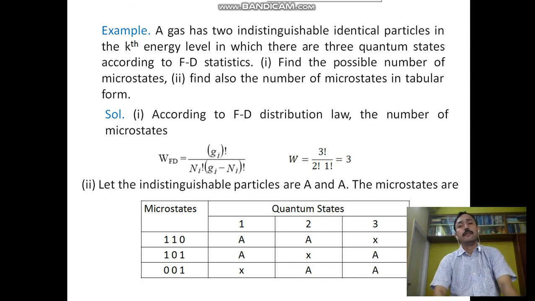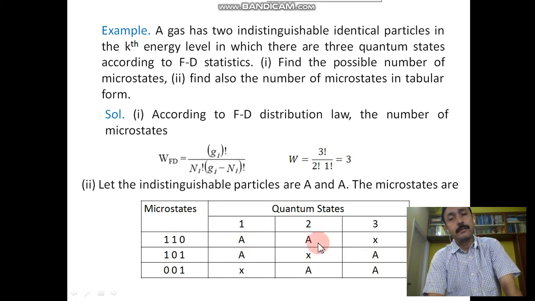Now let us distribute the particles, the second part, in tabular form. There are 2 particles and 3 energy states. Suppose we have placed particle A in energy state 1 and another particle in energy state 2. Then in state 3 there is no particle. Now this is 1 microstate. As the particles are indistinguishable, if we alter this, it has no meaning.